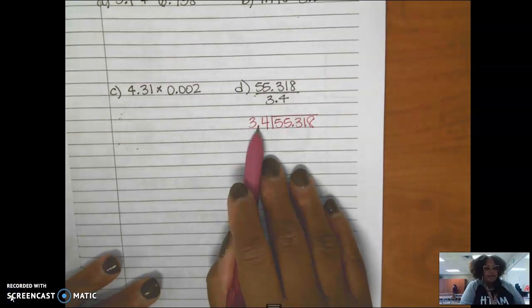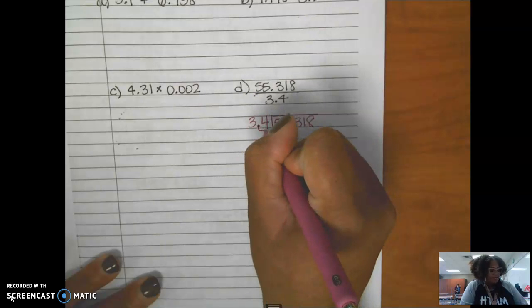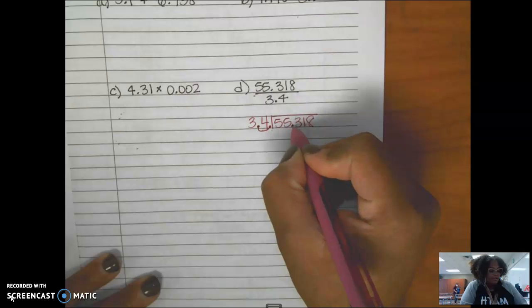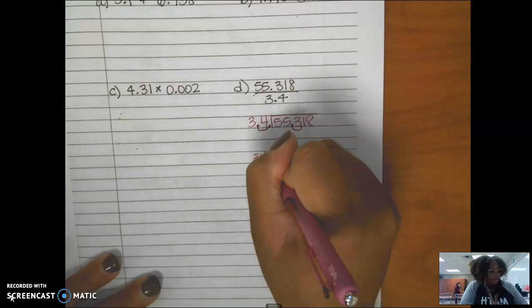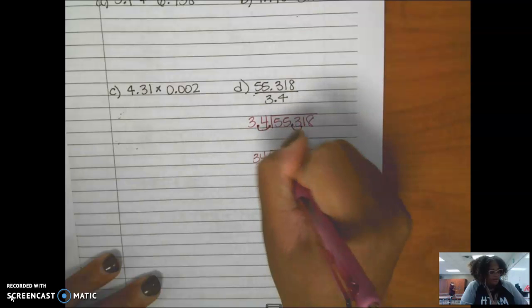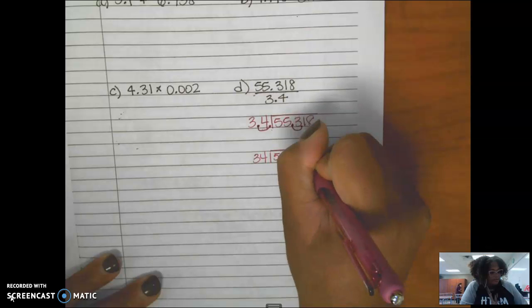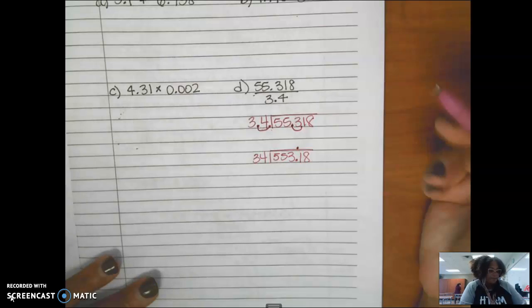Okay, so we can't have the decimal here on the outside, so we have to move it one place to the right. And then whatever we do to the outside, we must do to the inside. So move this decimal one place to the right. So my new problem is 34 into 553.18. Now I need 2 decimals, 1 in the quotient and 1 in the dividend.